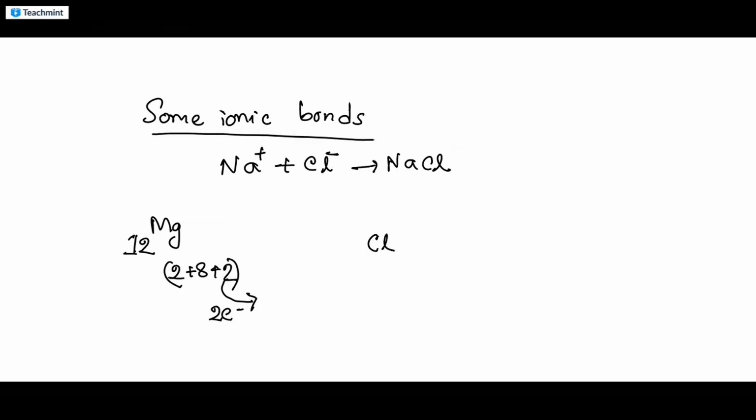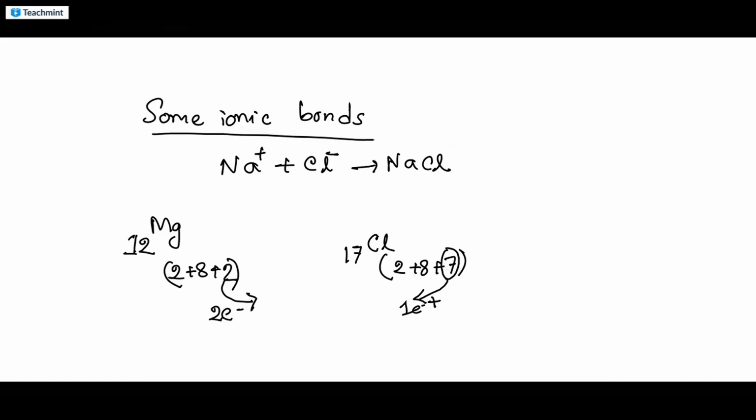And if I take chlorine as a non-metal, chlorine's atomic number is 17. 2 plus 8 plus 7 is the electron configuration. Here we are seeing in the last shell there are 7 electrons. It has to gain one more electron to be stable. But magnesium is losing 2 electrons.